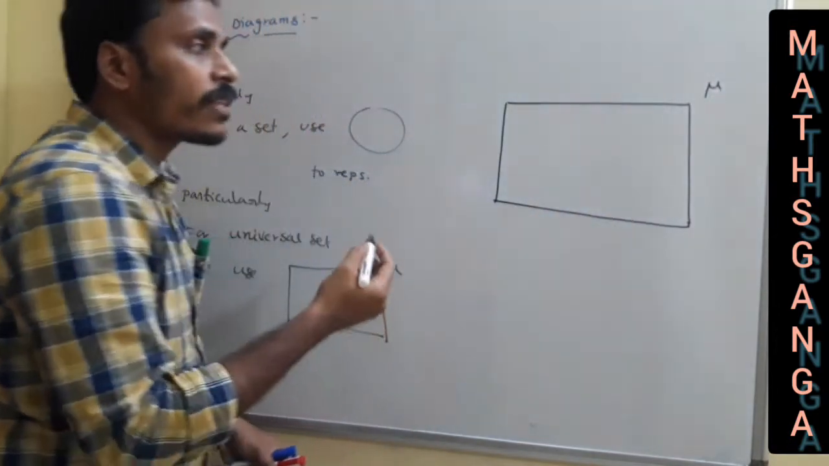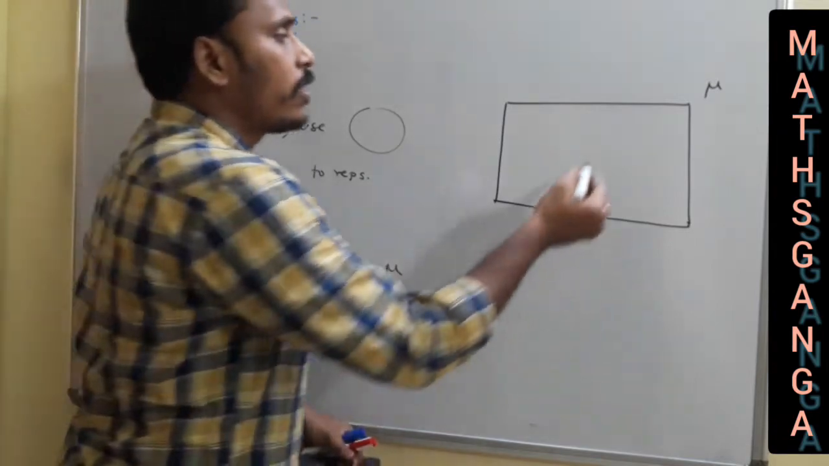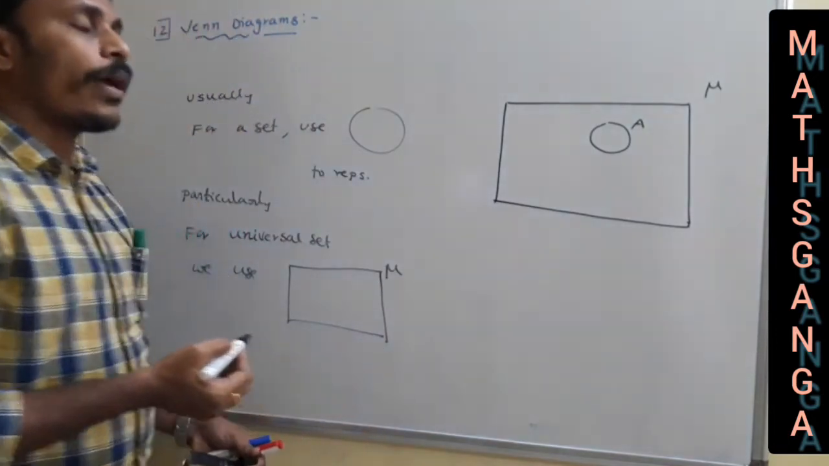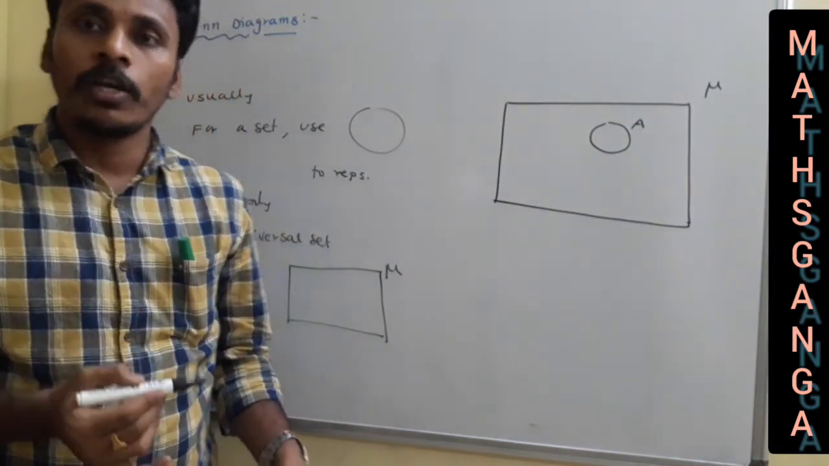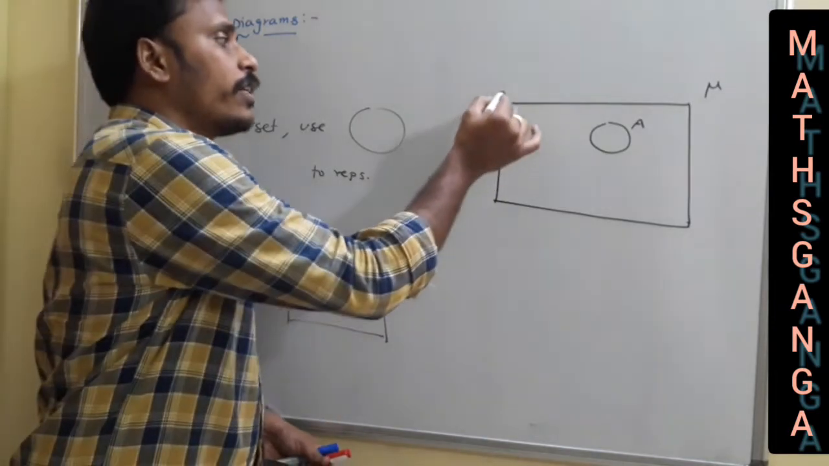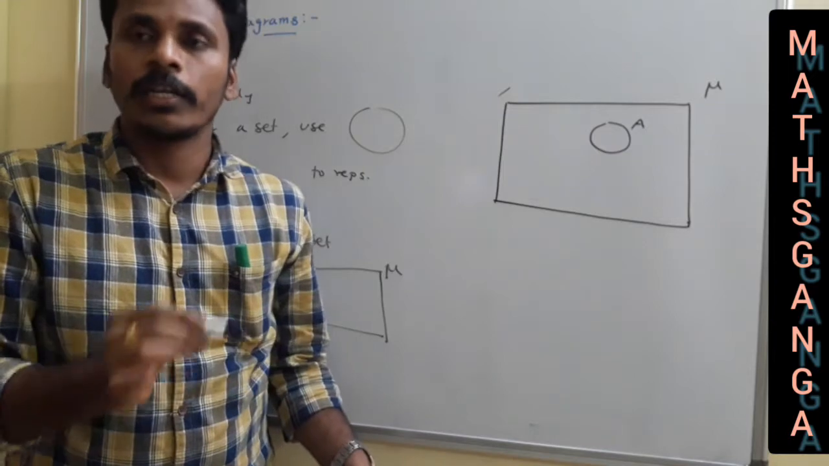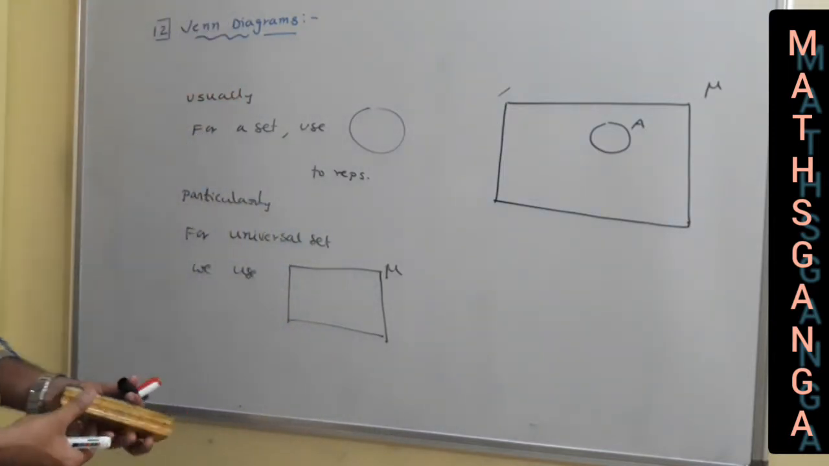And all the sets involved in the problem, like set A, B, C, we usually represent inside this rectangle, because it is very clear that every set is a subset of the universal set. So this is the very general representation of a set under the universal set. Okay, just have a look. I will give you one example here.